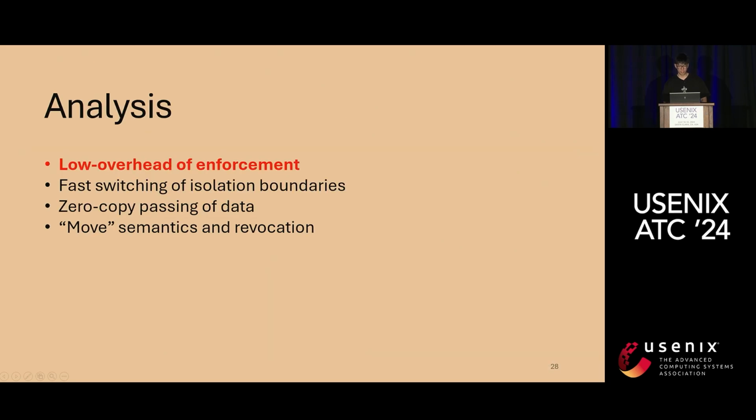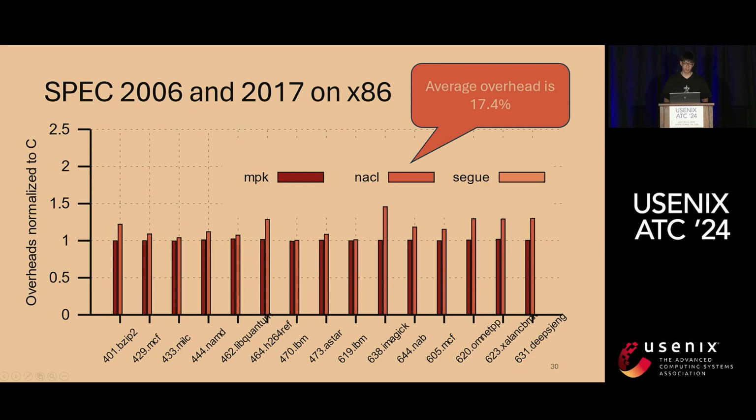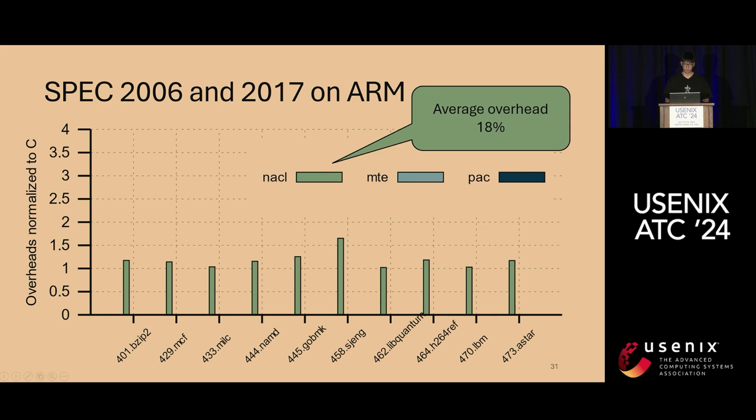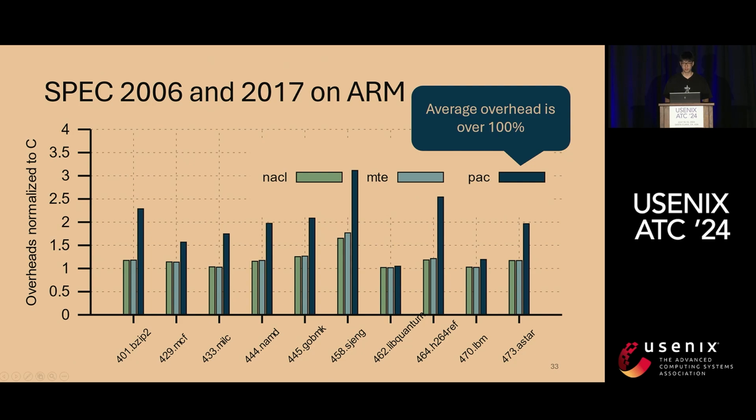To understand the pure runtime overhead of each isolation mechanism, we run a collection of SPEC 2006 and 2017 benchmarks. MPK plus CET has overhead of less than 2%. x86 SFI has an average overhead of 17%. Similarly, on ARM, it has 18% overhead. Due to more reserved registers, MTE has slightly higher, at 20% overhead. PAC has over 100% overhead because of complex compiler rewrite and fetching of the secret ID.